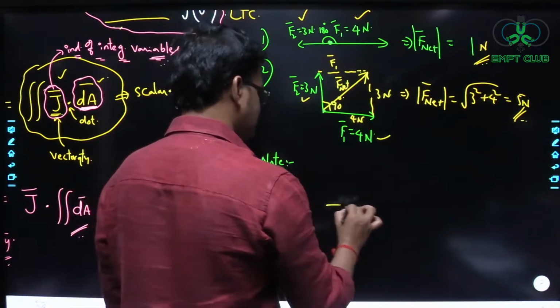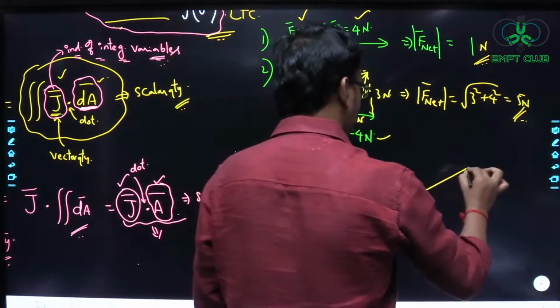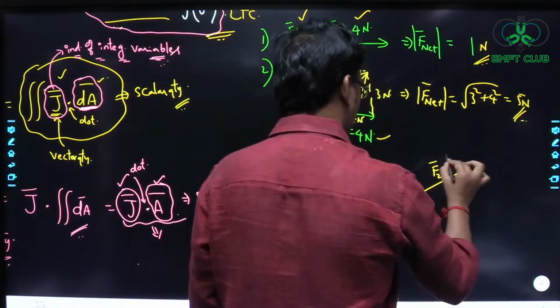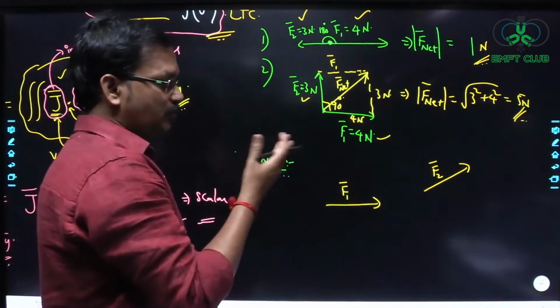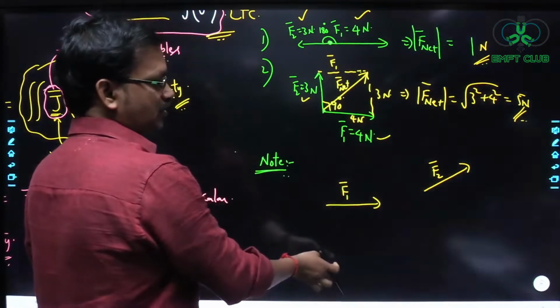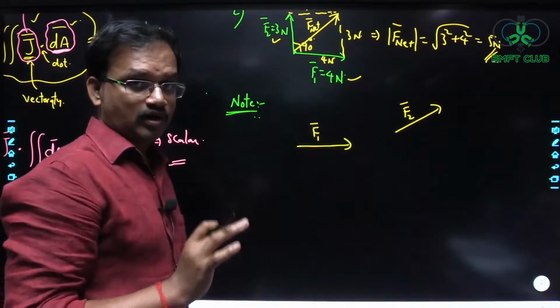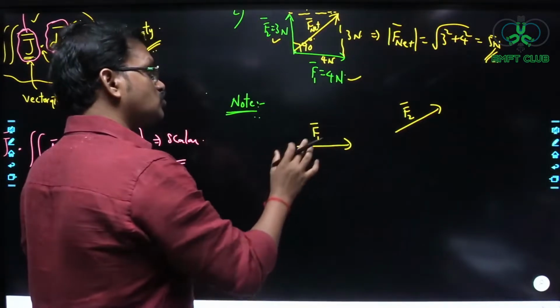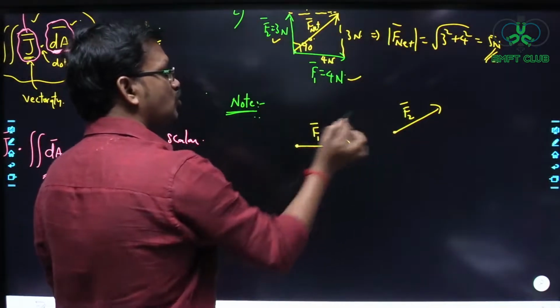So here I am considering f1 bar, and here I am having f2 bar. Now I want to determine the angle, or measure the angle, between f1 bar and f2 bar. Whenever you want to measure the angle between f1 bar and f2 bar, what you have to do is join the tails of the two vectors.